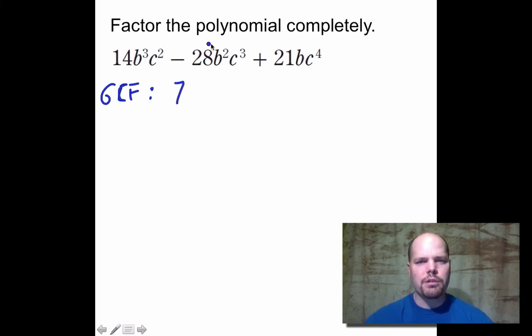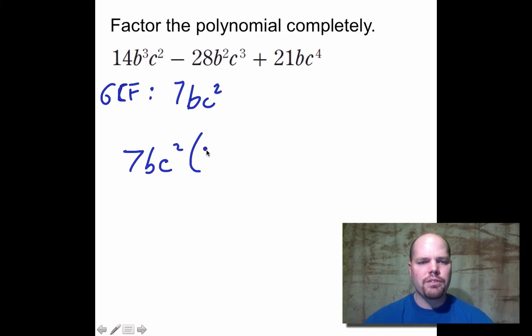All right, between b cubed, b squared, and b, well, they all have at least 1, but that's the most they have in common. C squared, c cubed, and c to the fourth, so they have a c. They have 2 of them in common. C squared is the greatest in common. So we're going to factor out a 7bc squared. And what's left?